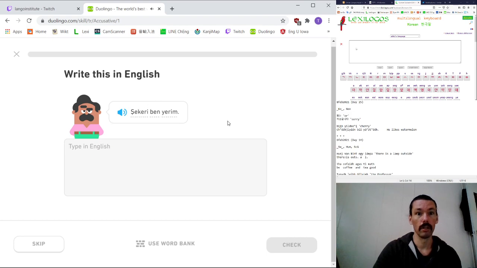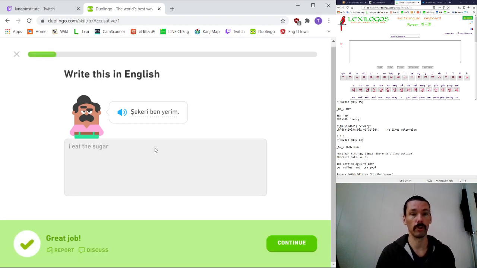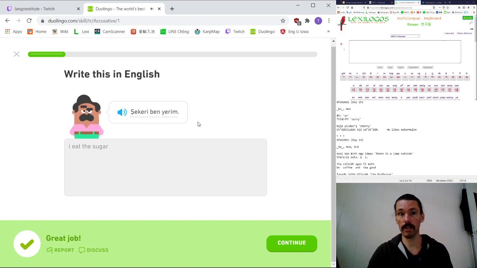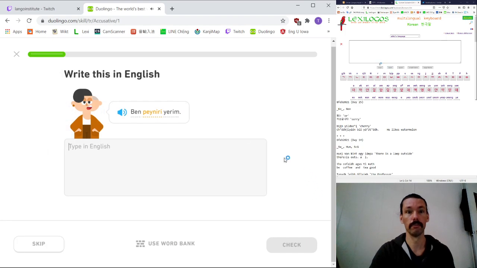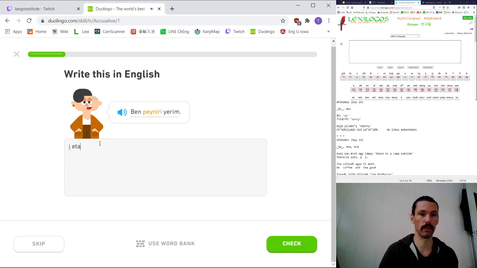Şekeri, so, sugar object marker. Şekeri, I eat it. So we're going to translate with the sugar. I think that's what Duolingo wants to train us to do. Whenever we see this accusative marked noun, şeker is the basic form, sugar. Here we see an i appearing after that. We're going to translate with the to mark a direct object. Ben peyniri yerim. Peynir. Cheese, was it? I eat the cheese.